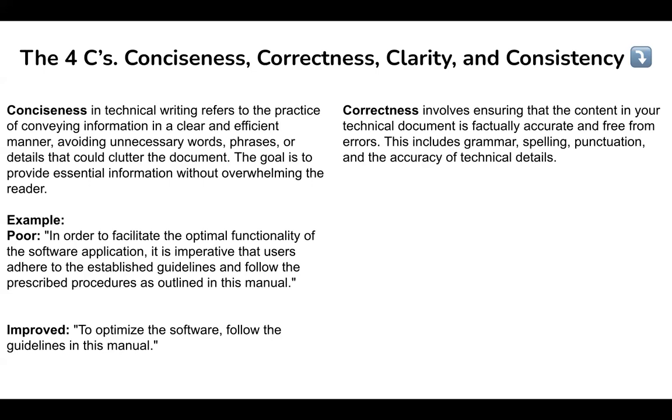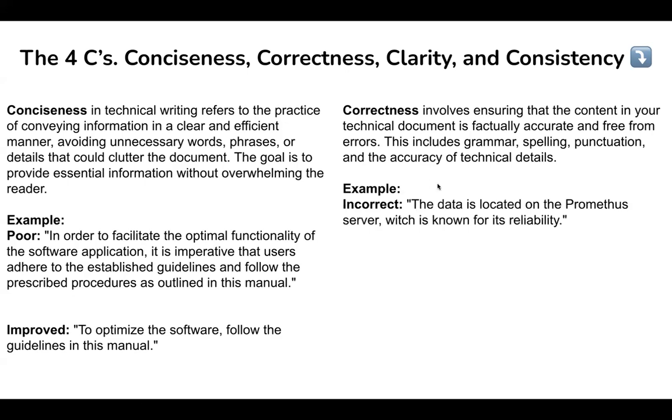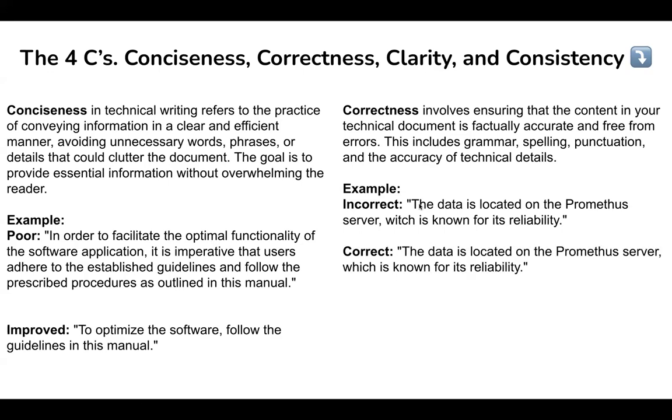Working with words, a very good example of correctness is this: "The data located on the Prometheus server, which is known for its reliability," right? This is just a simple case of word misspelling. The "which" here means a different thing from the correct one. So you just have to be conscious of that too. It has to be correct. Every little detail has to be correct.